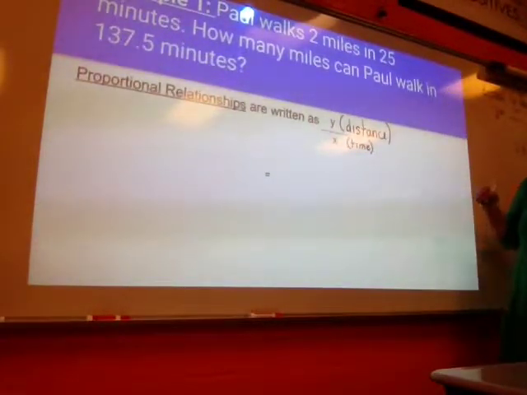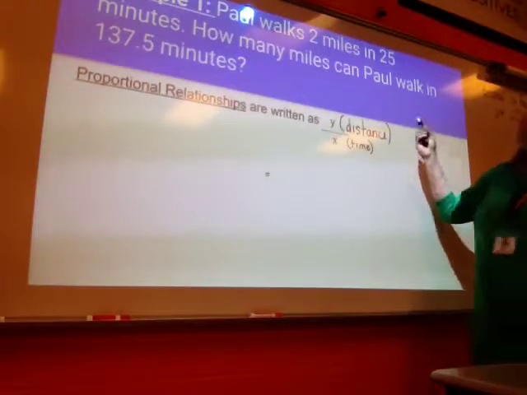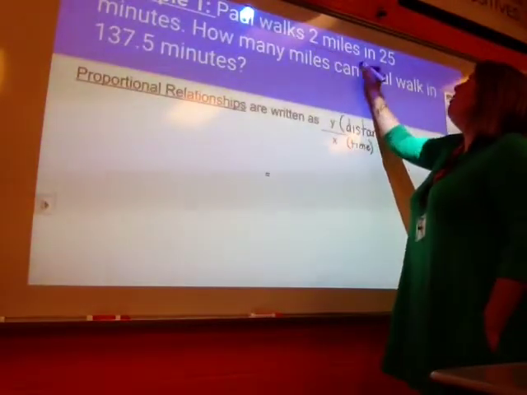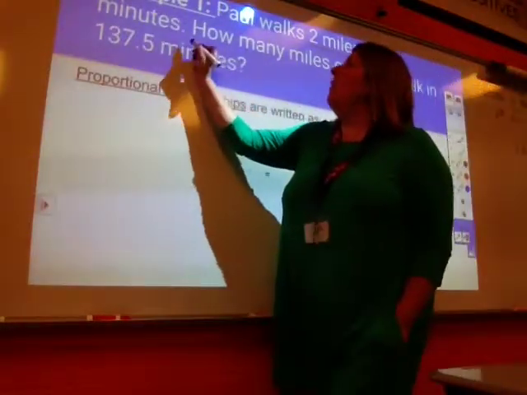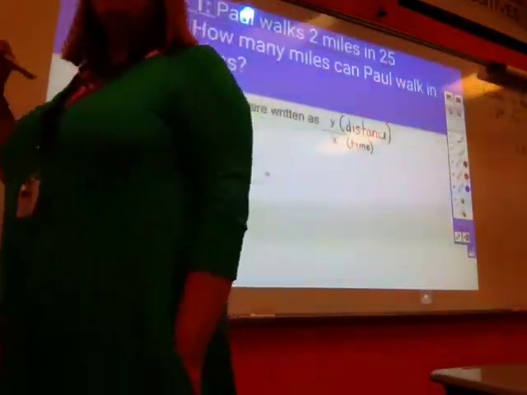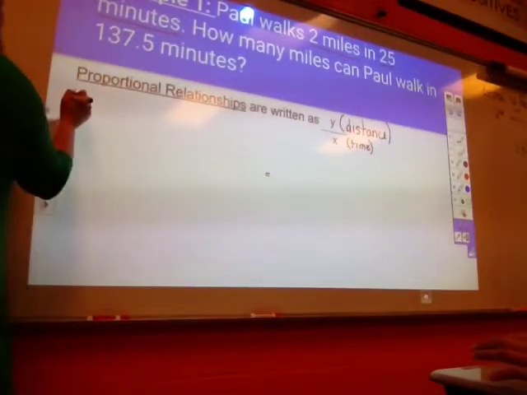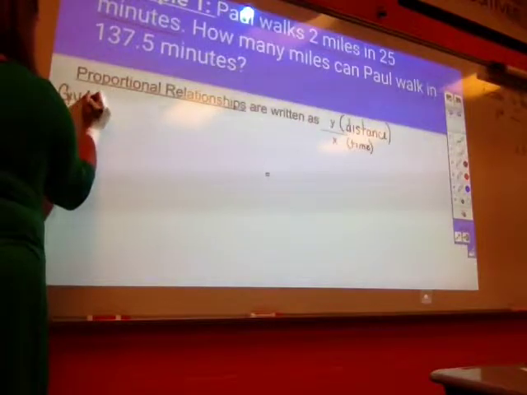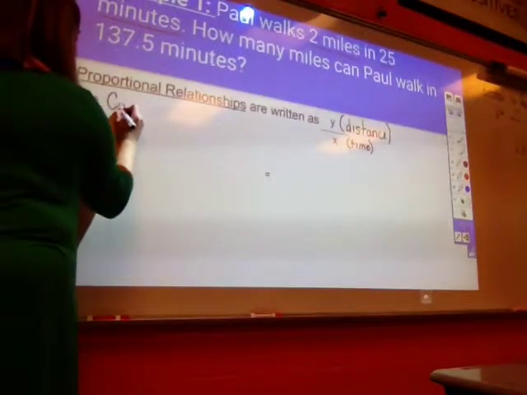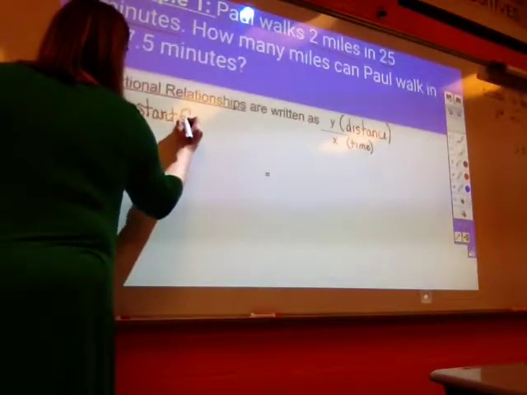So let's start by figuring out what we are comparing here. What do I know? Jaden walking in minutes. All right, so I'm talking 2 miles to what? 25 minutes. So step 1 is we're going to write our given constant rate.